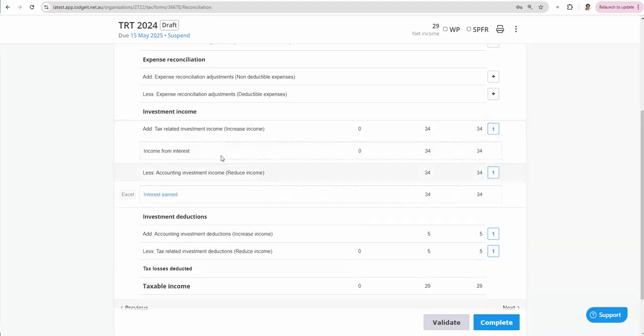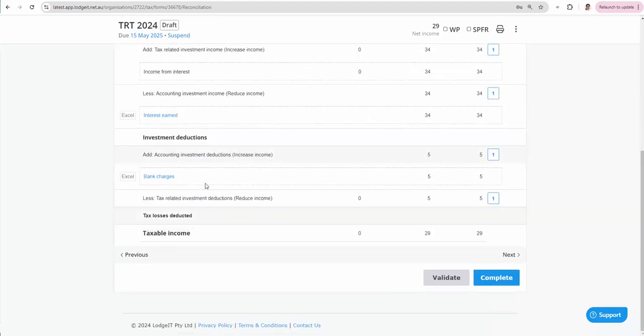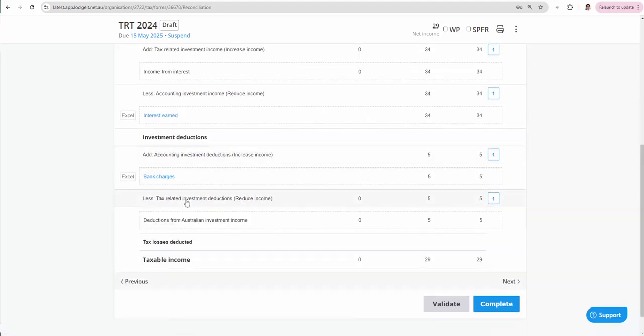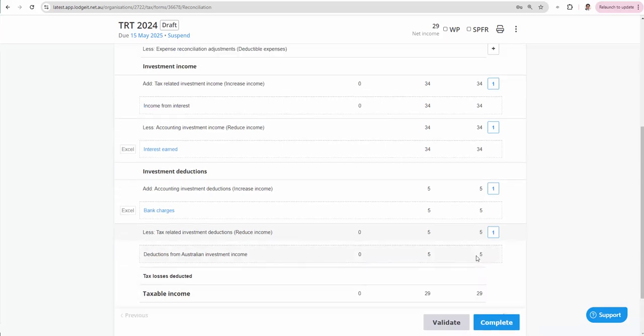So it adds the tax related investment income, and it subtracts the accounting related investment income. And it does the same here. It subtracts, well, I guess it subtracts the tax related investment income, and it adds back the accounting related investment income. So overall, there's no difference between the accounting and the tax. That's the way you handle interest and any costs associated with the interest. You get this kind of pattern.